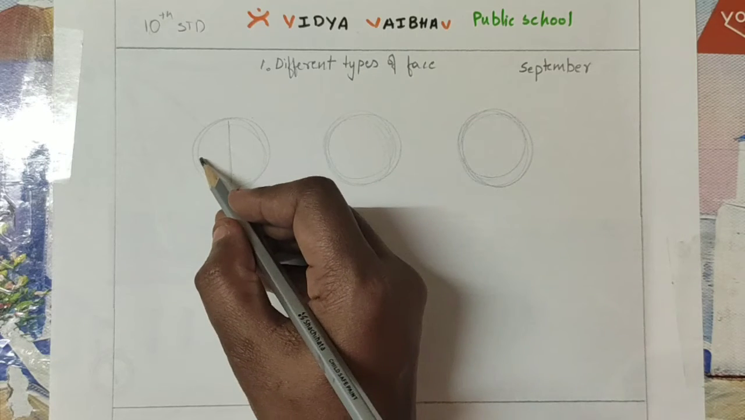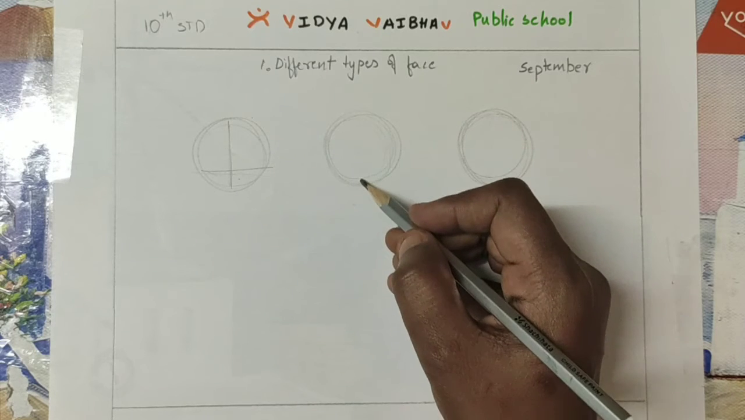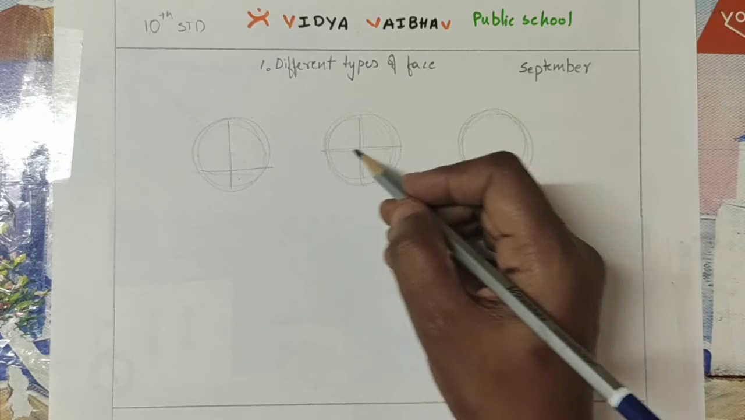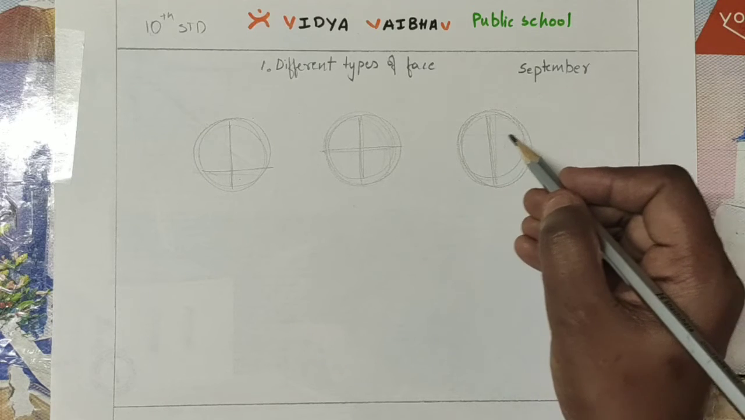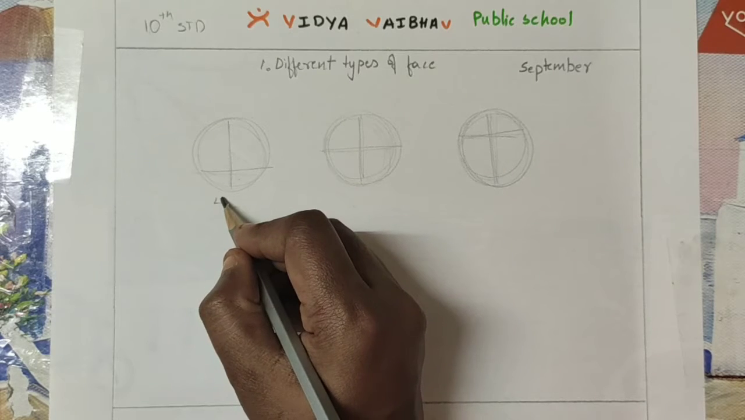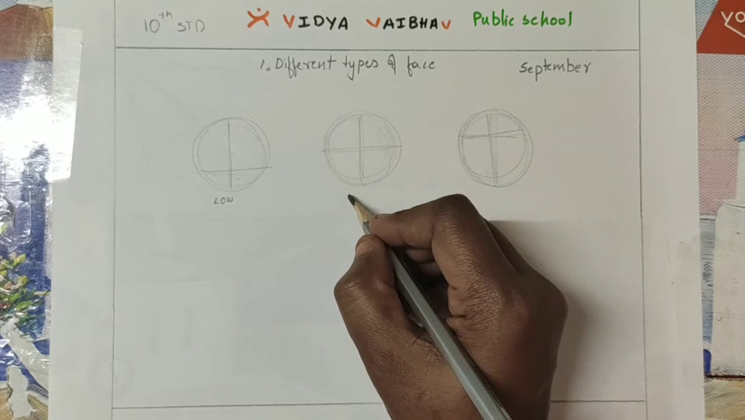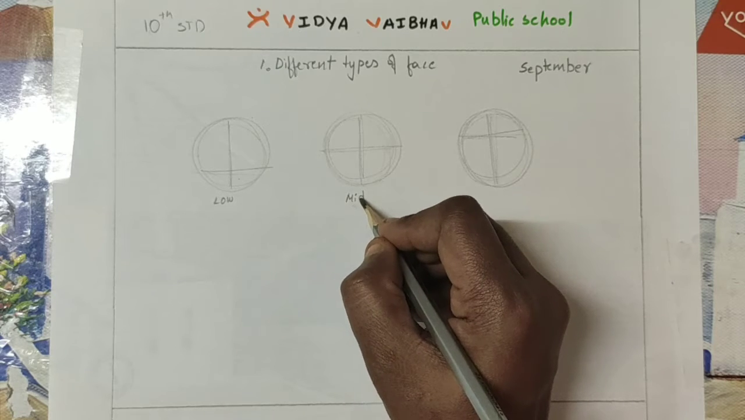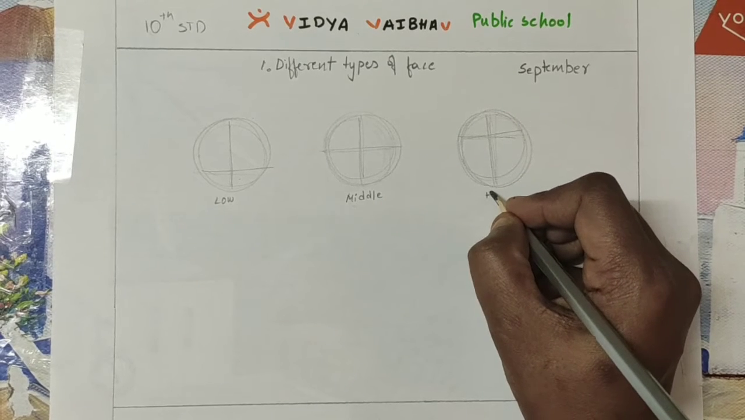Draw a straight line exactly in the center, and the first one, it's a low. Then you should draw the line in the middle. Then you should draw a high. So this is called a low, and this is called a middle, and this is called high.